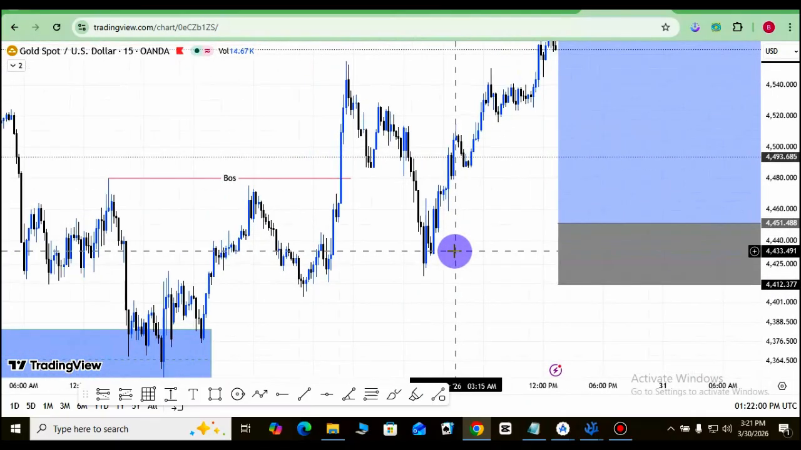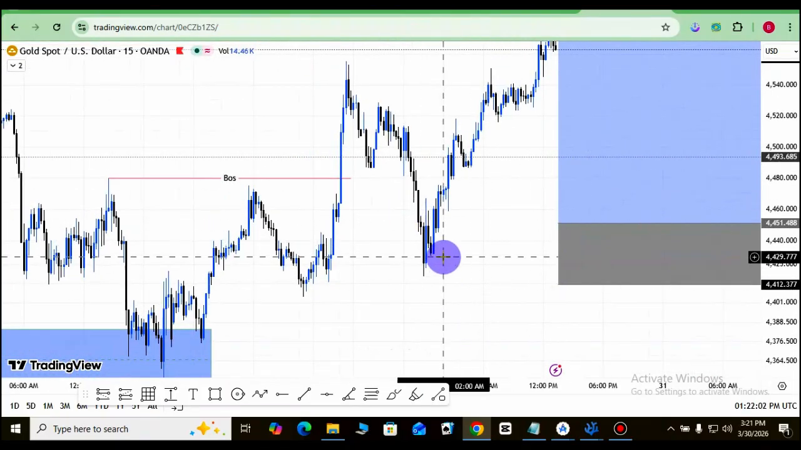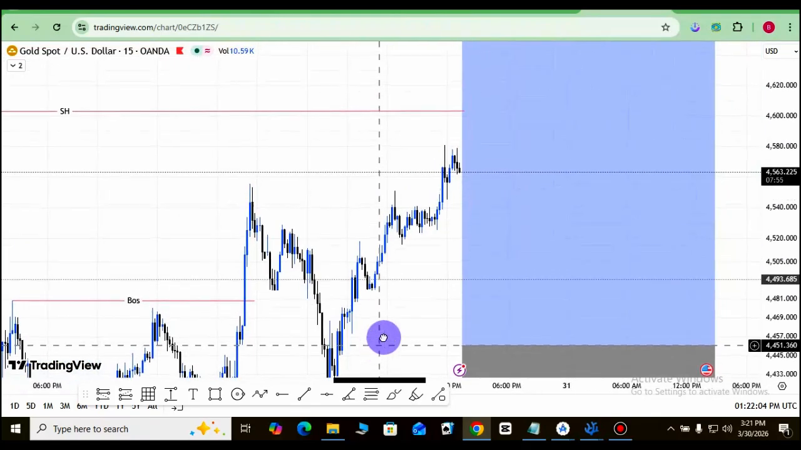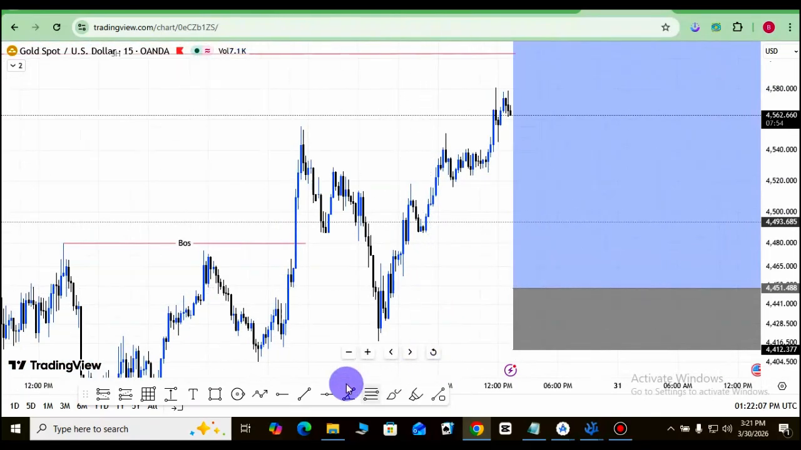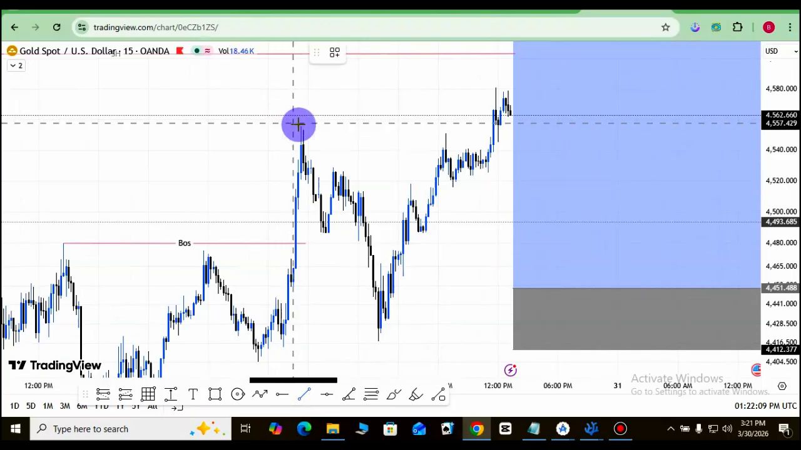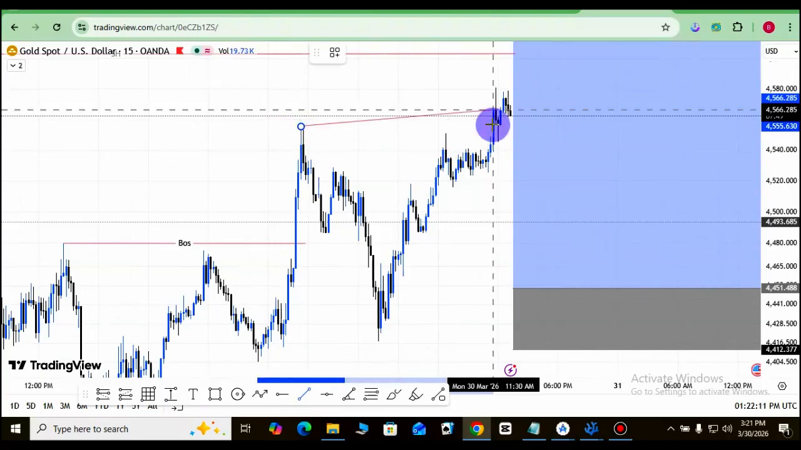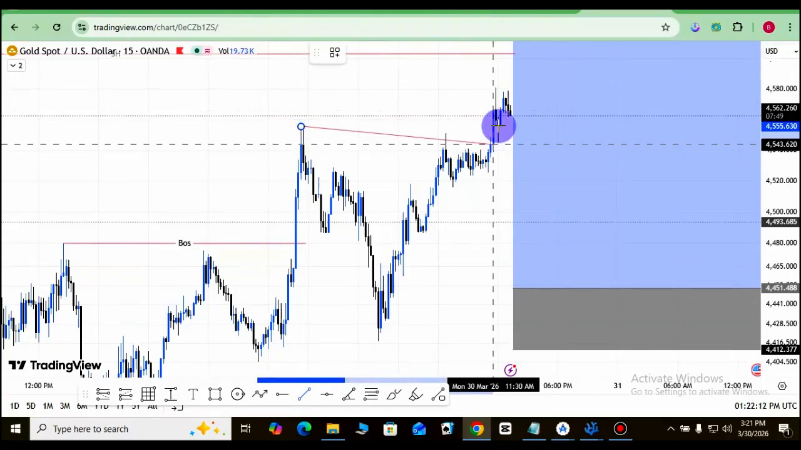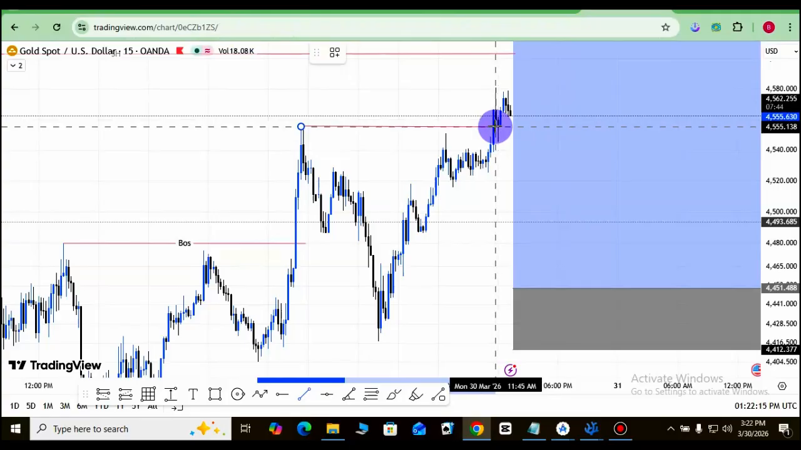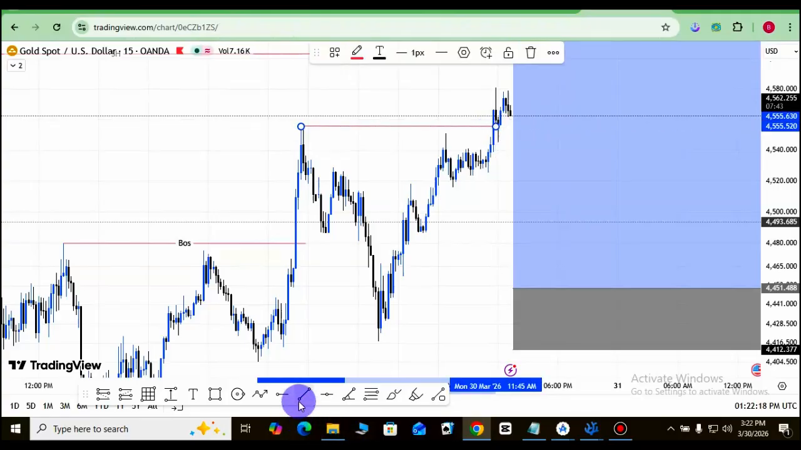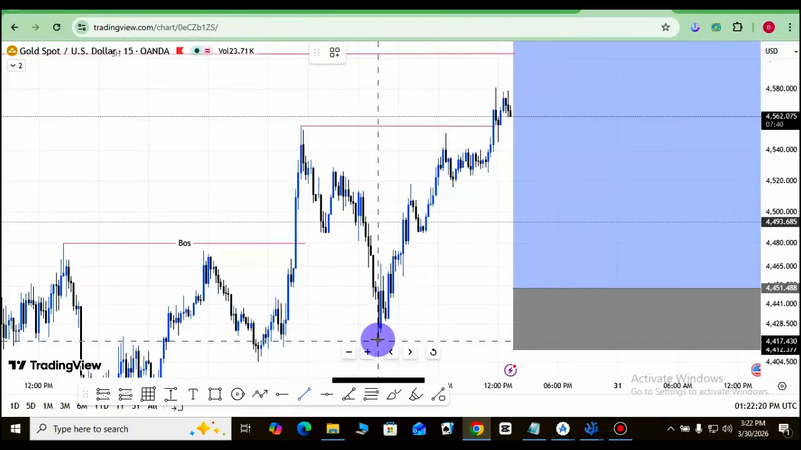Now you can see the reason why I put my entry here, right? So this now brings us to where you understand the concept very clearly. You can see now we had another new break of structure. Now my protected low, where is it? This is my protected low. Anything that breaks this low will now become a change of character for me.